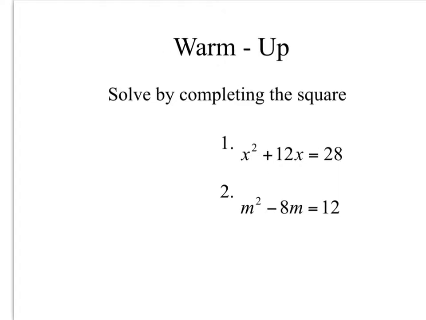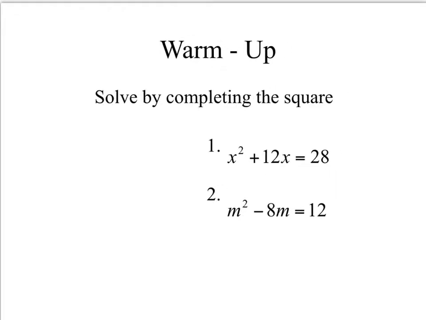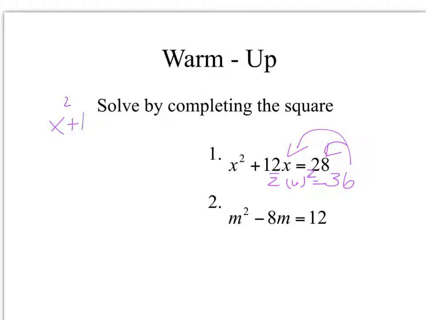In the first one, I'm going to take 12. I'm going to divide 12 by 2. When I divide 12 by 2, I get 6. I'm going to take that 6 and square it, which gives me 36. That 36 is going to be added to each side of my equation. So x squared plus 12x plus 36 will equal 28 plus 36, which gives me 64.